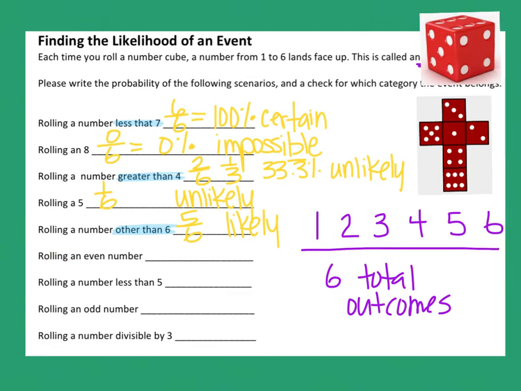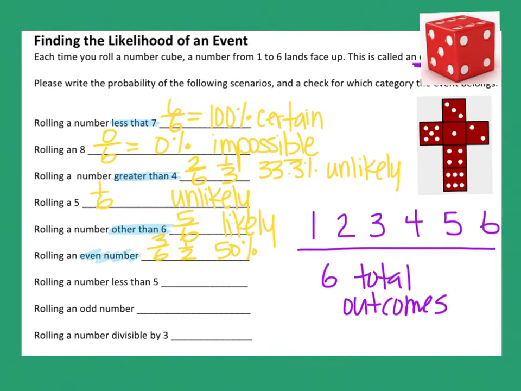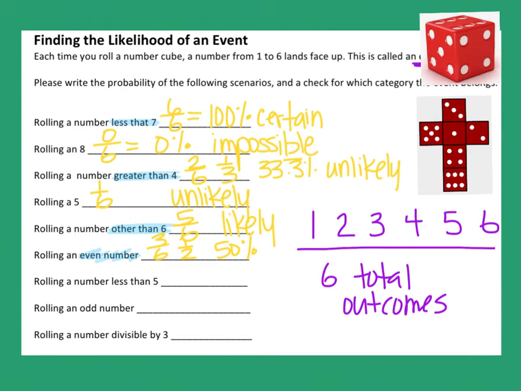Rolling an even number. Okay, so we need to make sure we know which numbers are even. 2, 4, and 6. When I look at my list, 1, 2, and 3, there's 3 even numbers in this list out of a total of 6. 3 out of 6 or 1/2. That's exactly 50%. This would be called as likely as not. And I'm not really sure that it's going to let me move those numbers. Let's see. I'll just write this. As likely as not for that one.